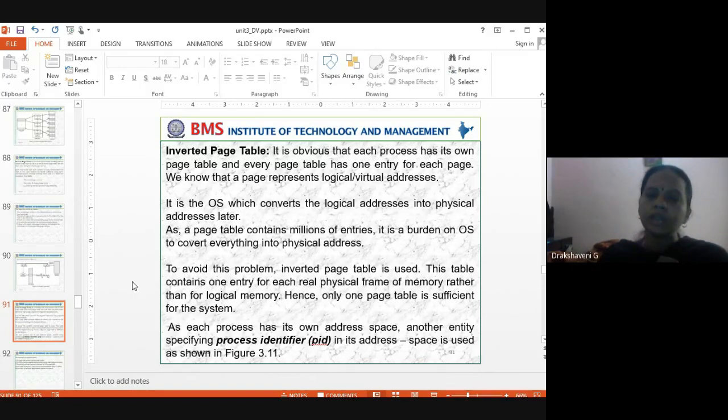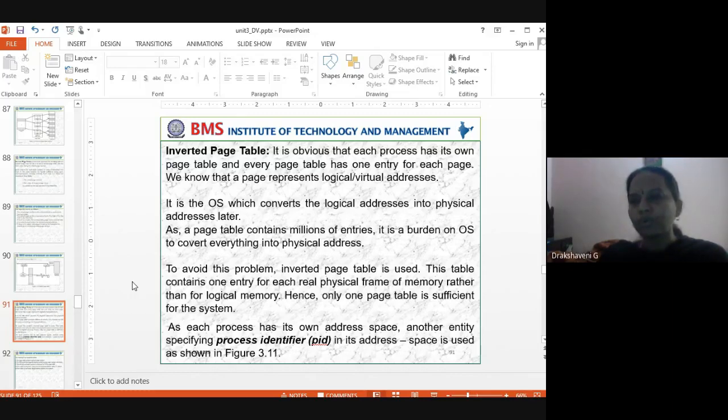Next is the inverted page table. It is obvious that each process has its own page table, and every page table has an entry for each page. We know that the page represents a logical or virtual address. It is the operating system which converts the logical address into a physical address. So who will take care of converting what is there in the hard disk?